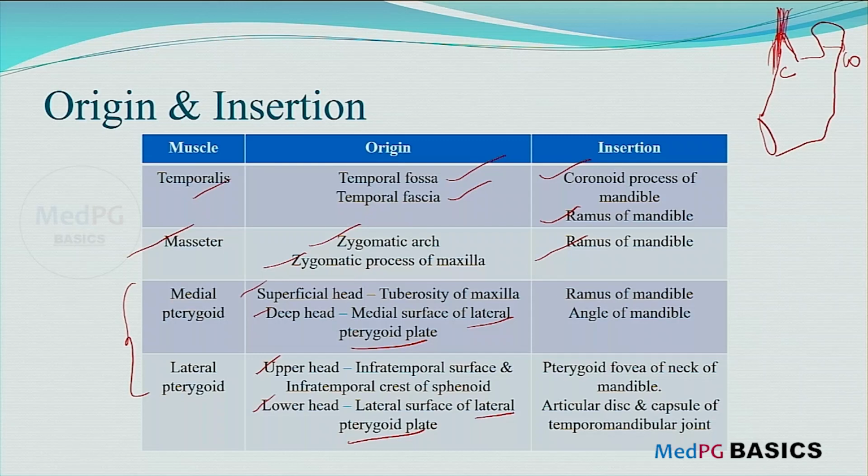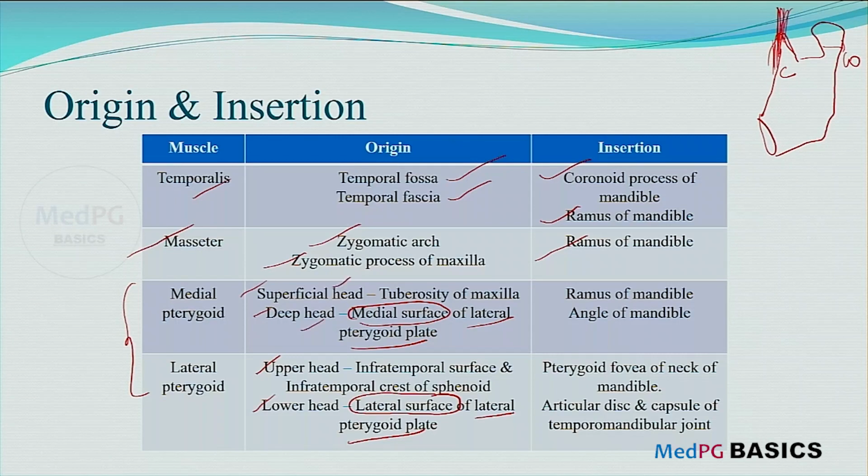So both these muscle fibers have their origin from the lateral pterygoid plate. For the medial pterygoid, it is from the medial surface. For the lateral pterygoid, it is from the lateral surface. So one thing is common, that is the lateral pterygoid plate. Here the medial pterygoid has two heads, the superficial head and the deep head.